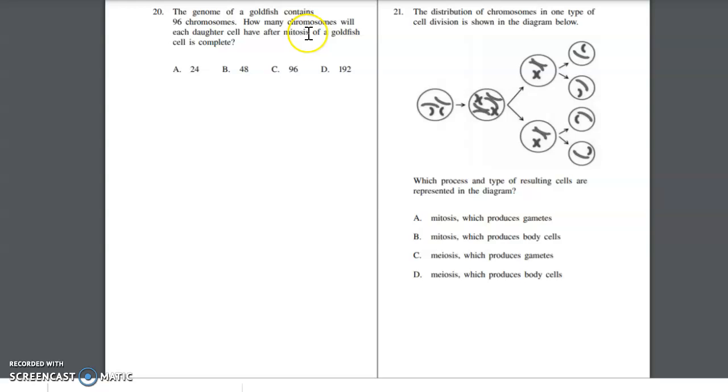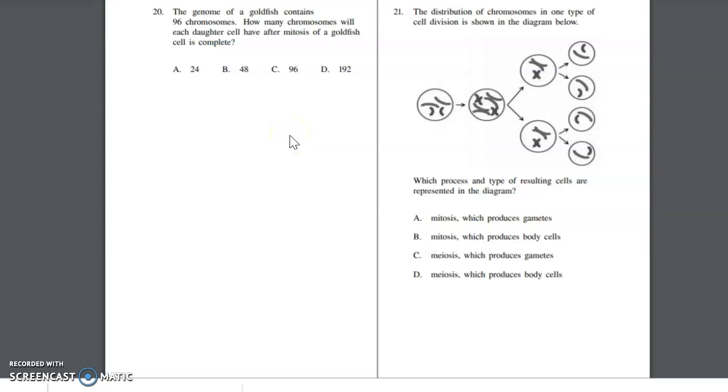So after mitosis, if the original cell had 96 chromosomes, we end up with 2 daughter cells that are identical to that 96 chromosome parent cell. So they too will have 96 chromosomes. C would be our correct answer.